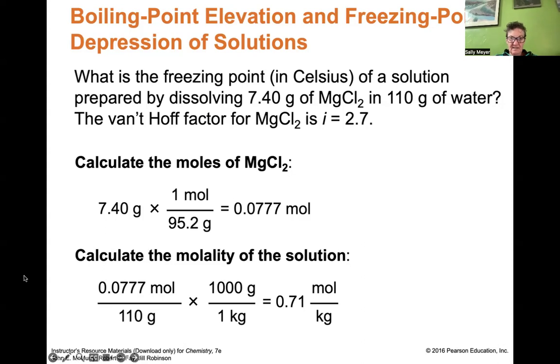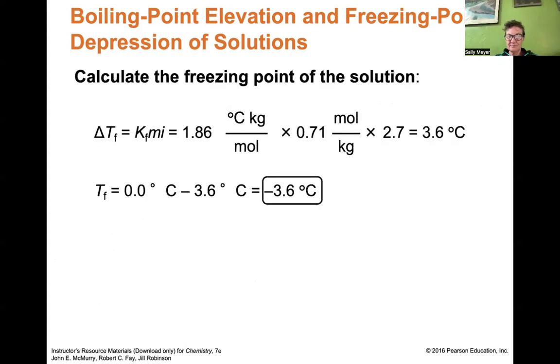So we're going to calculate the moles of magnesium chloride we put in, and then we're going to calculate the molality of the solution. So we have the moles of magnesium chloride. 110 grams of water has to be converted to kilograms. And then you'll have 0.71 moles of magnesium chloride you dissolved in a kilogram of water. But we have to take into account how many particles we have. So we now have to use the i factor.